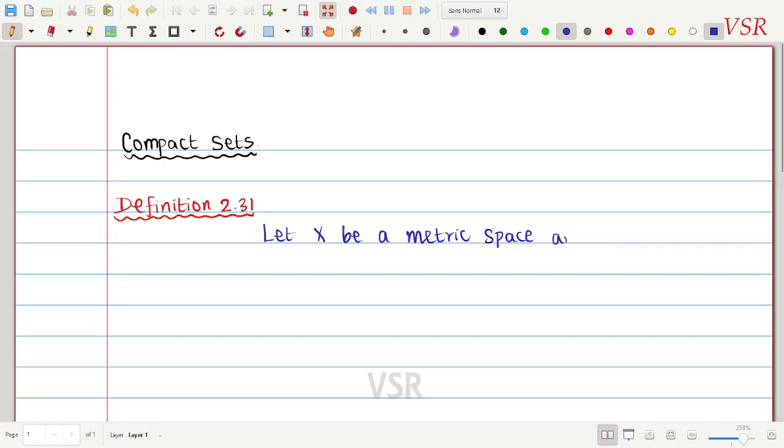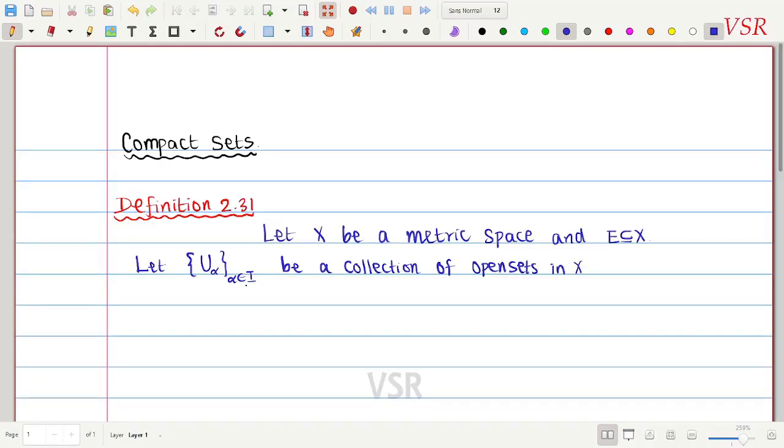And capital E be a subset of X. X உடைய subset எடுத்துக்க ஒரு set. நான் இப்ப என்ன சொல்ல போறேன் அப்படினா, let U alpha, where alpha belongs to some index set I, be a collection of all open sets in capital X. U alpha are all open, அவ்வளவுதான் வேற ஒண்ணும் இல்ல.